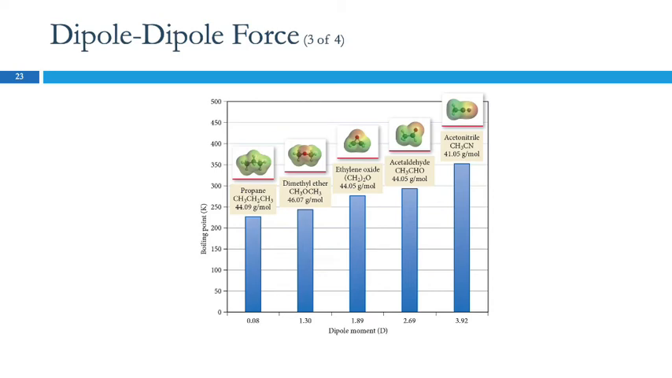Here's comparing the dipole moment, how strong the dipole is in these molecules, looking at the effect of that on the boiling point. And notice that the molar masses of these guys are very similar. So you can't compare them if their molar masses are significantly different. So we see that as this dipole moment increases, so does the boiling point.